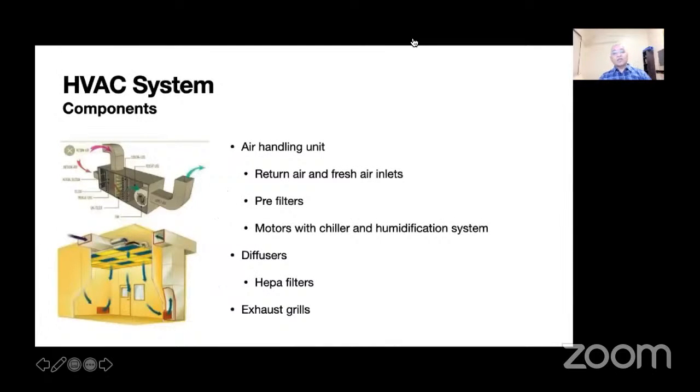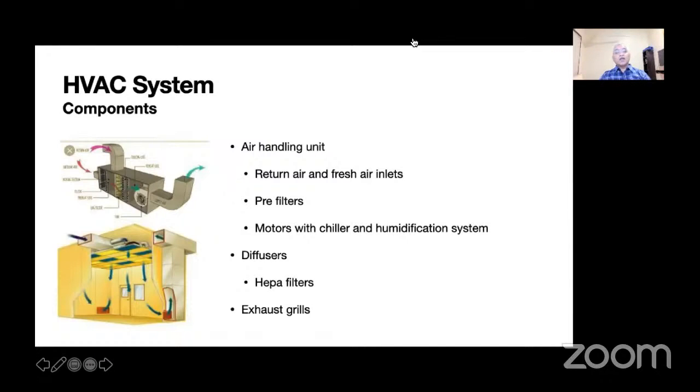Now, there are three major parts of the HVAC system. Heating, ventilation, air conditioning system is also called the HVAC system. First there is an air handling unit, which, if you have only worked in the operation theater, you may not have seen. It is probably on the floor above or in another area adjoining your operation theater. It has a return air and a fresh air inlet. It has various filters, motors, and a chiller and humidification system for maintaining temperature and humidity.